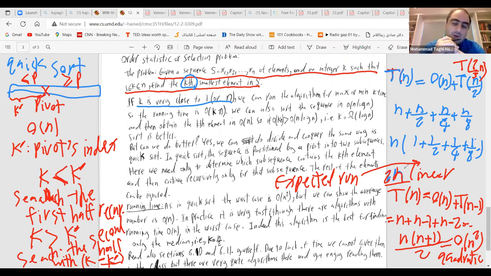I will leave it for you as an exercise to see why the expected running time of this algorithm, when we are choosing the pivot as a random element in the array, would be linear time. This algorithm is very similar to quicksort, but it is a very good algorithm that in expectation is only a linear time algorithm, not even n log n. Depending on where the pivot lands, the running time of this algorithm would be different.